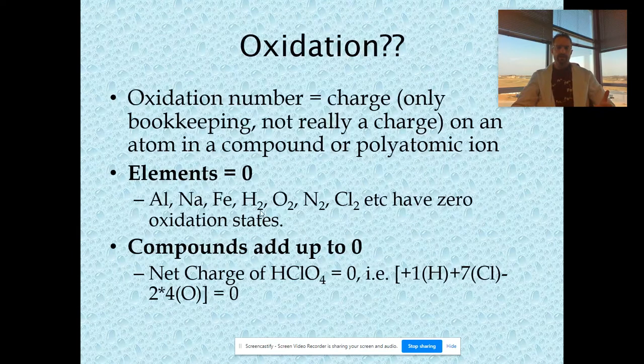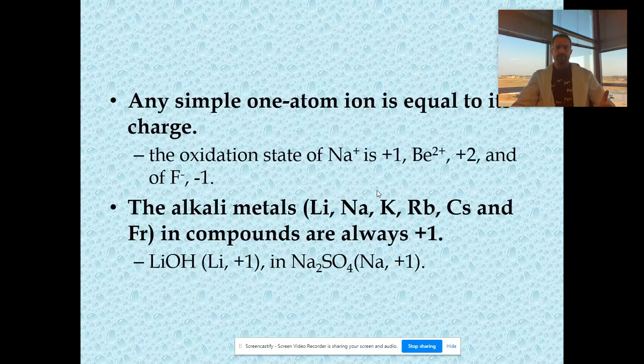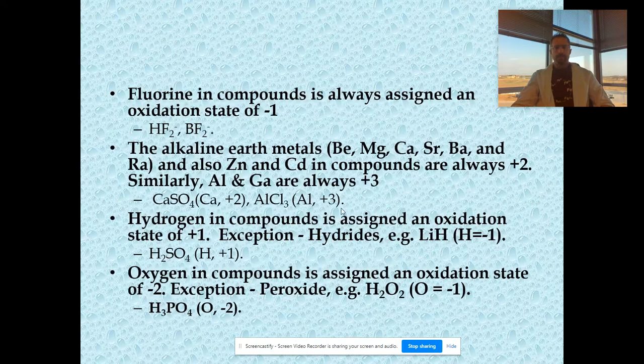The bold things here are kind of our rules, right? Any one atom ion is going to be equal to its charge. So if it's an Na+, well, that's just going to be a +1, duh. Alkali metals are always going to be +1 when they're in compounds. Fluorine is always going to be -1 when it's in a compound.